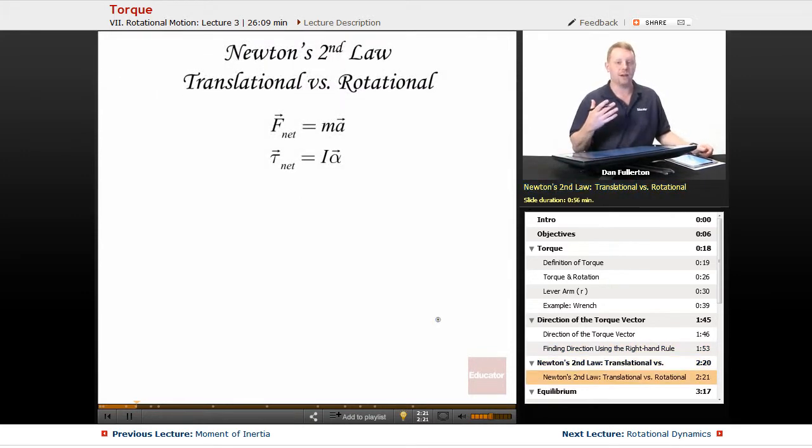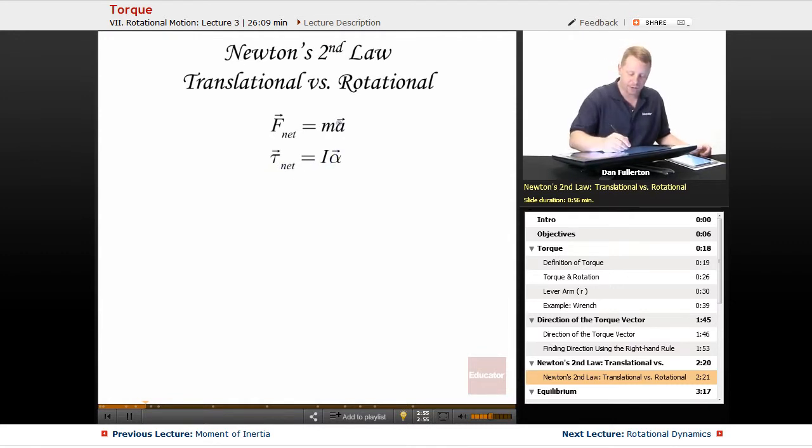Now, where this starts to become really interesting, we've been doing all these parallels between translational and rotational motion, from velocity to angular velocity, from mass, inertial mass, to rotational inertia. Well, we have another one of those now for torque. Net force in the translational world corresponds to net torque in the rotational world. So Newton's second law, the translational version, net force equals mass times acceleration. In the rotational world, net torque equals moment of inertia times angular acceleration.